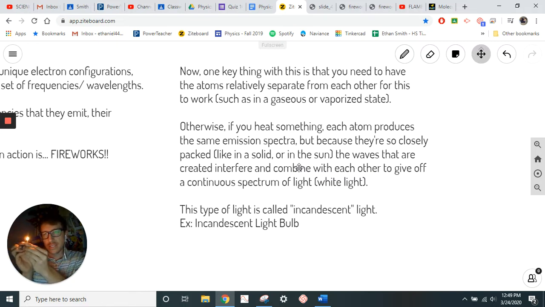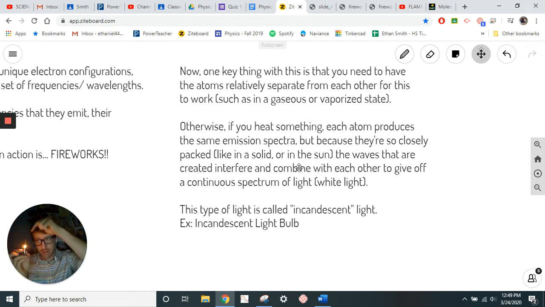Now, this color that you see here is not actually the emission spectra of tungsten. This is what we'd call a broad spectrum. This is what we'd call white light. So this is giving off all the colors simultaneously. And the reason why it's not just that of tungsten is because if we have something like this that's solid, where the atoms are packed in more tightly, then the electromagnetic waves that are created interfere and combine with each other to give off a continuous spectrum of white light.